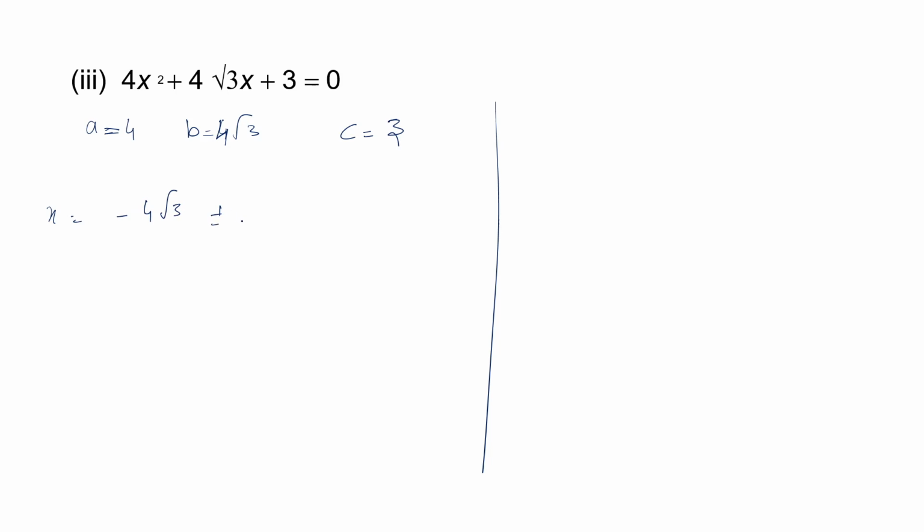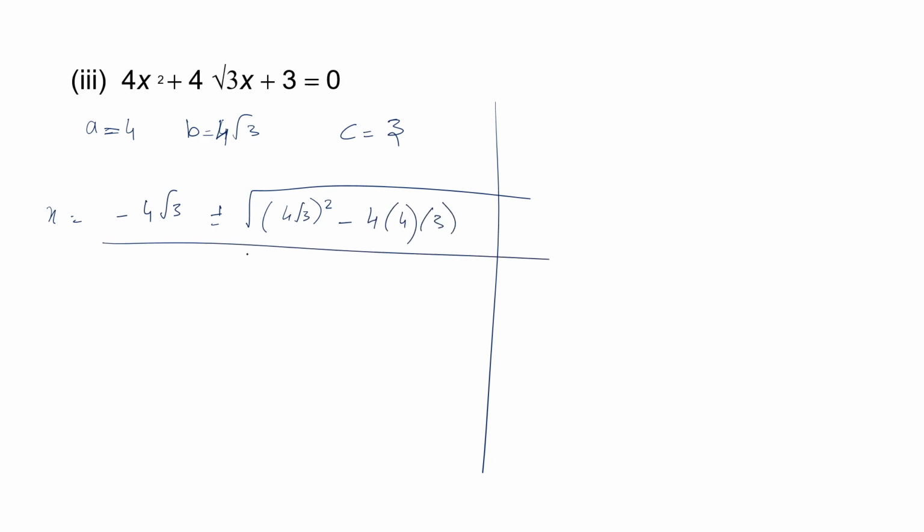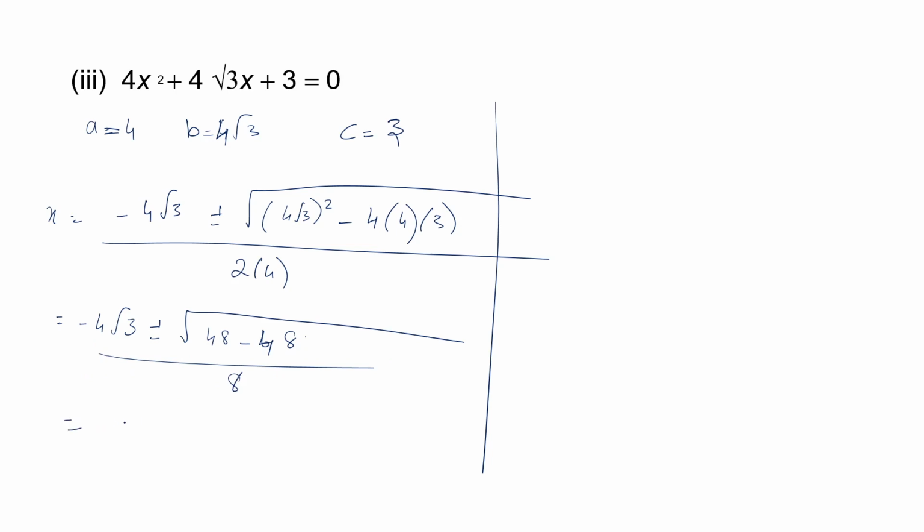Minus b. Here this is getting 0 under the root, so it will be equal roots. Minus 4 root 3 by 8 is equal to minus root 3 by 2. So both the values of x will be minus root 3 by 2 and minus root 3 by 2.